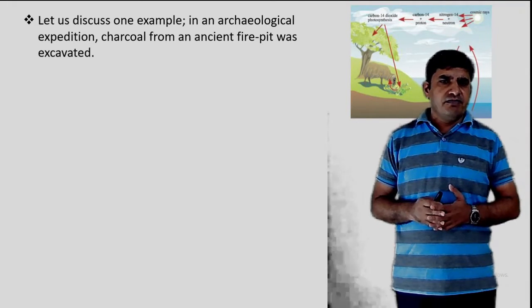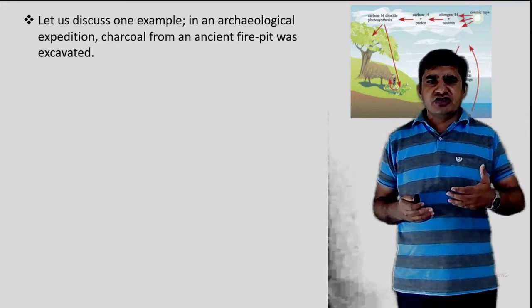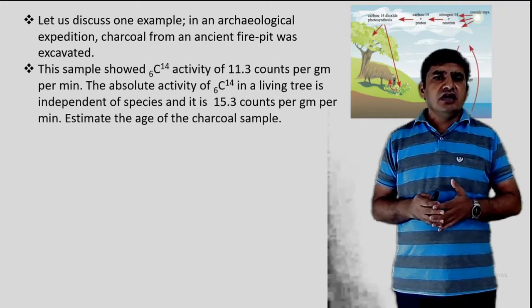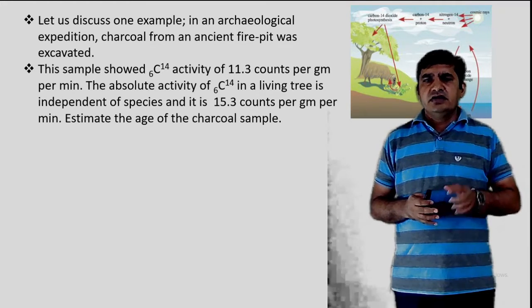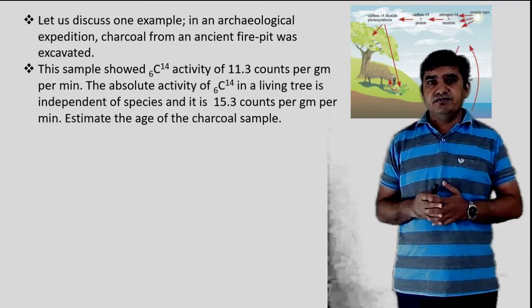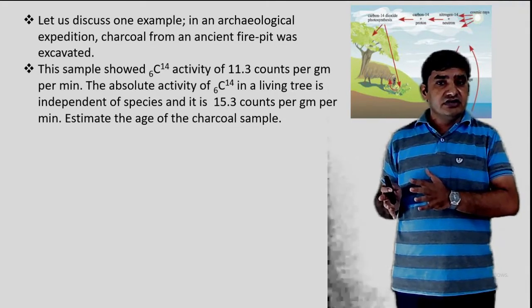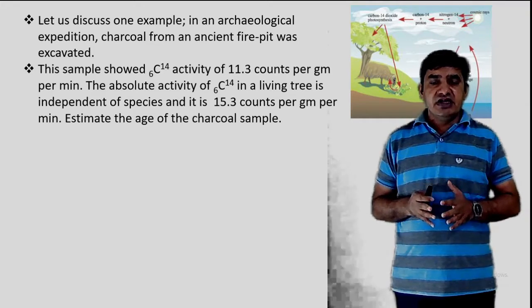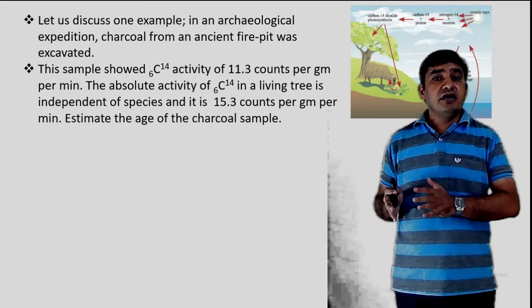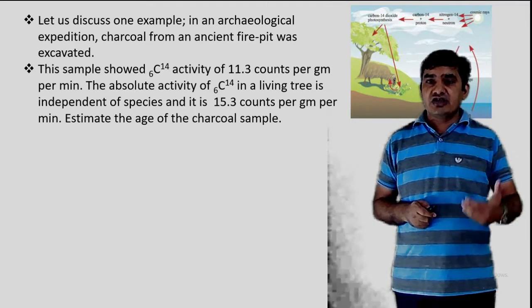Now I take one example. If we have to find the archaeological age of a fire pit, we can say that the carbon 14 has an activity of 11.3 counts per gram per minute. The absolute activity of carbon 14 in living trees is independent of the species, and it is 15.3 counts per gram per minute. By using this we can establish the age of the charcoal.